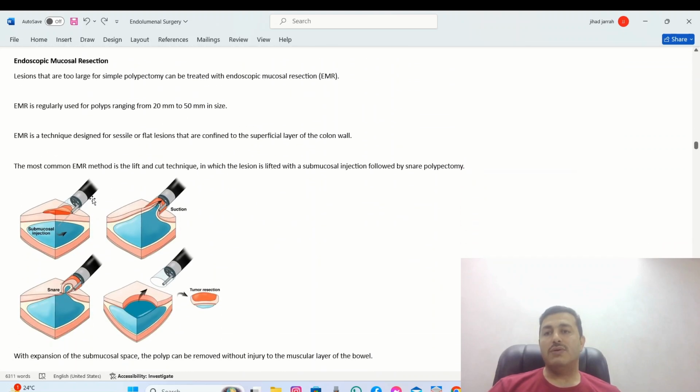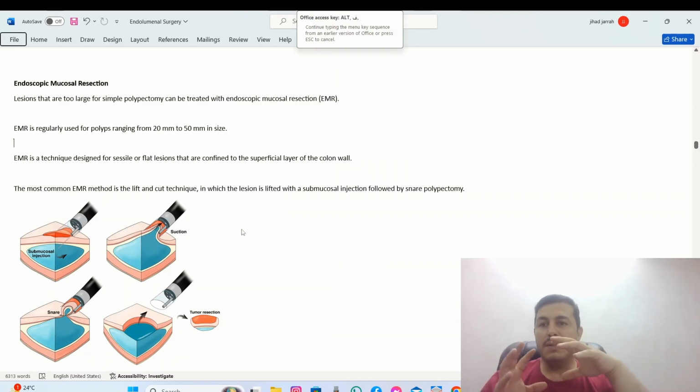Okay, let's talk about endoscopic mucosal resection. We talked about simple polypectomy by snares and by forceps. Now we will talk about two important entities: endoscopic mucosal resection and endoscopic submucosal dissection. Endoscopic mucosal resection, I want you to imagine removing a polyp is like a ladder. We go step up. We can use simple polypectomy using either forceps or snares, and if not, we move up to endoscopic mucosal resection.